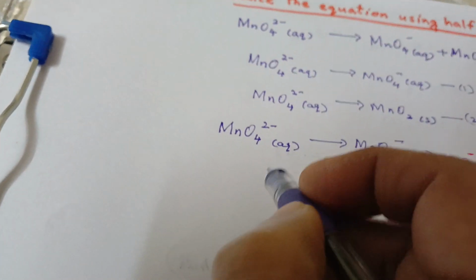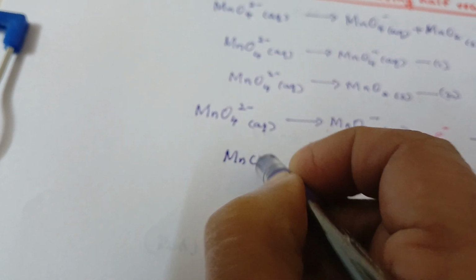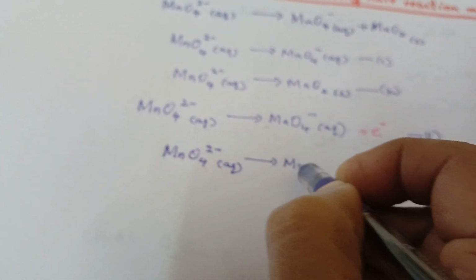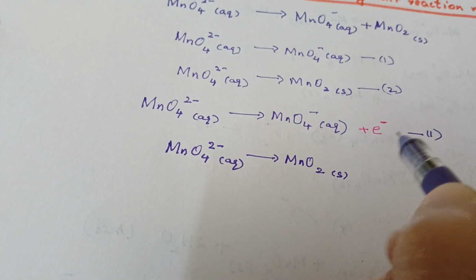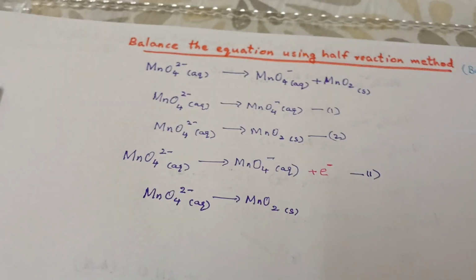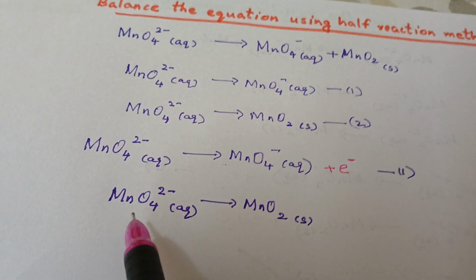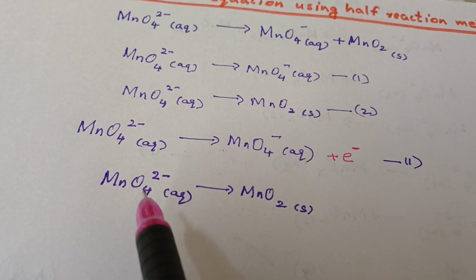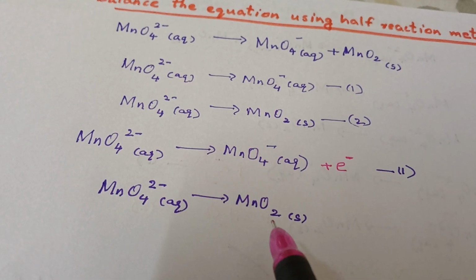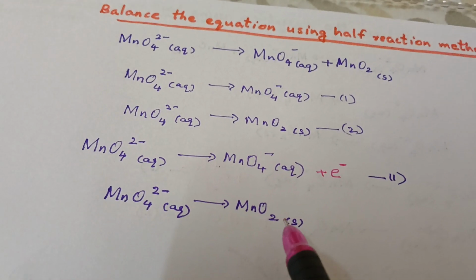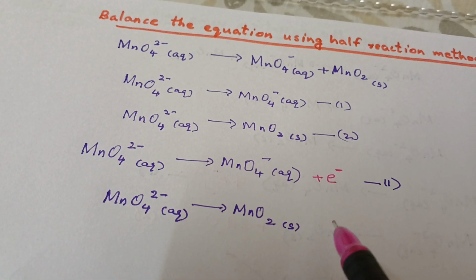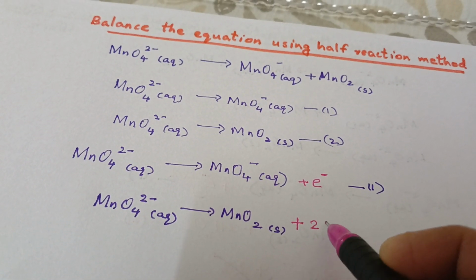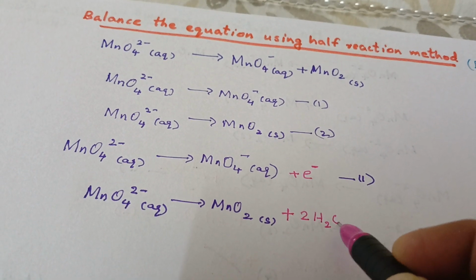And the second one, MnO4 2- aqueous giving MnO2 solid. In this we can see manganese is balanced, one on the left hand side and one on the right hand side. But there are 4 oxygen atoms on the left hand side and only 2 on the right hand side. We need to add 2 more oxygen atoms. So to add 2 more oxygen atoms, we add 2 molecules of water, 2 H2O.